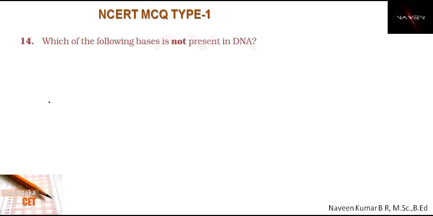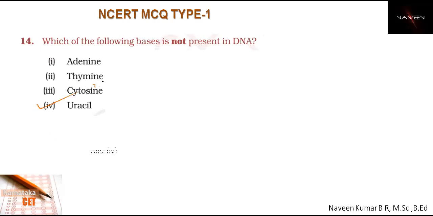Look into the next question. Which of the following bases is not present in DNA? We know that uracil is the only nitrogenous base which is never found in DNA and is seen only in RNA. If you look into the options adenine, thymine, cytosine, and uracil, the correct option is uracil.